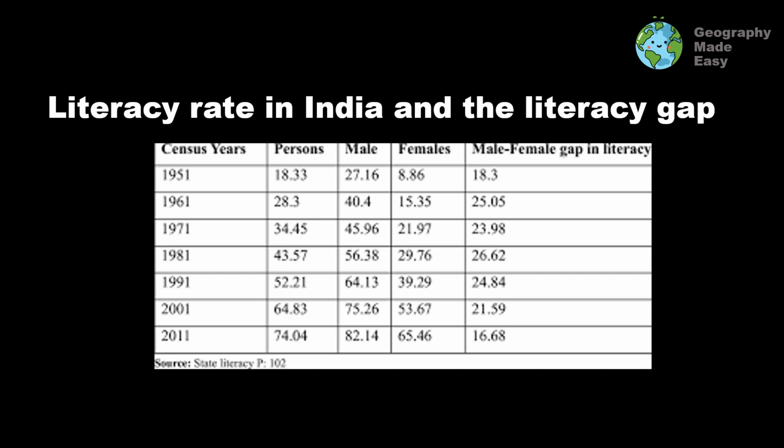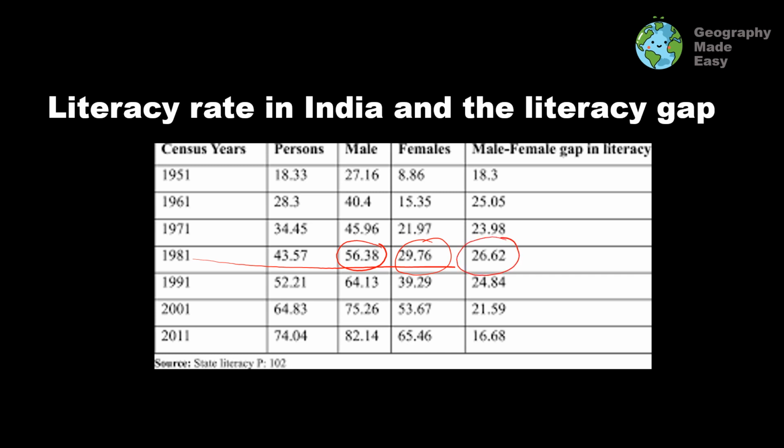So, literacy rate in India and the literacy gap. We are looking at the census years, and at the number of literate males and females in each census year. We can see that the difference between males and females in many cases is very large, because males get more preference to study than females. Let us look at 1981, where 56.38% of the male population is literate, compared to only 29.76% of women, a gap of 26.62.